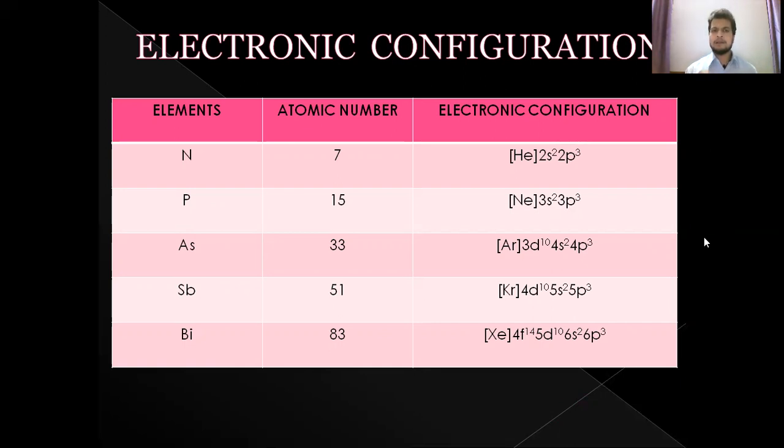It's very simple. If you go from 7 to 15, it's an addition of 8. 15 to 33, it's an addition of 18. 33 to 51, it's an addition of 18. 51 to 83, it's an addition of 32. So what basically you do is you add 8 first, then 18, then 18, then 32. This is applicable in p-block elements. If you start from the second period, you can do it in any group.